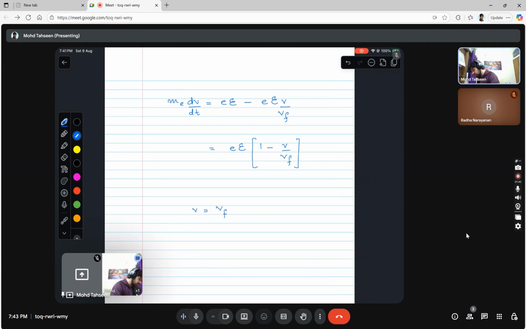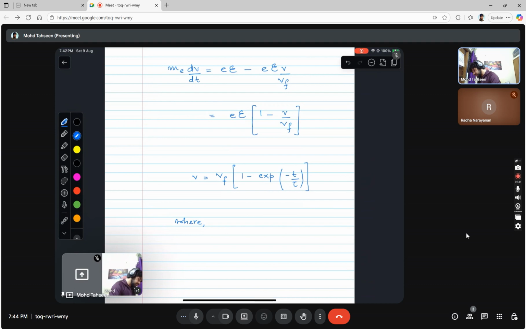We get v is equal to vf times 1 minus exponential of minus t upon tau, where tau is equal to m times vf over e times e. Okay, so this is the final expression.